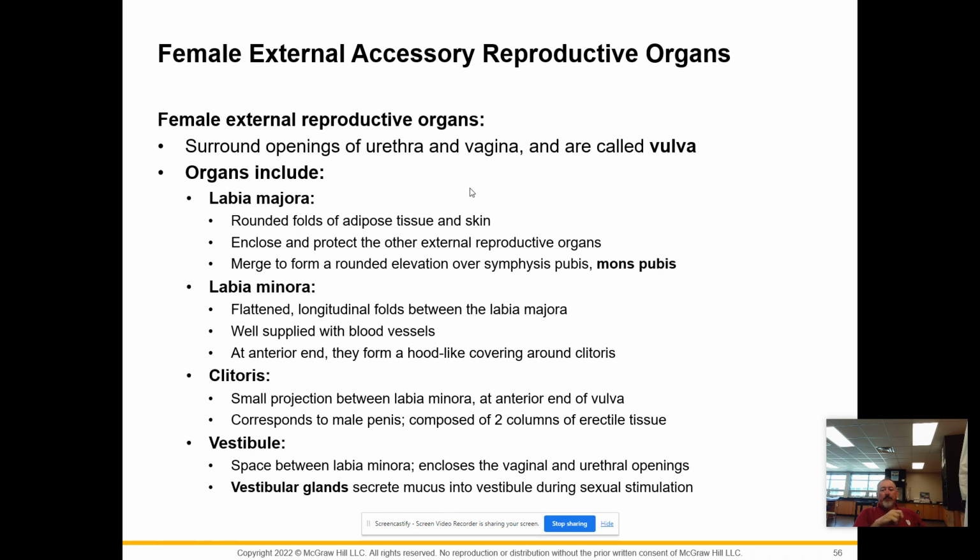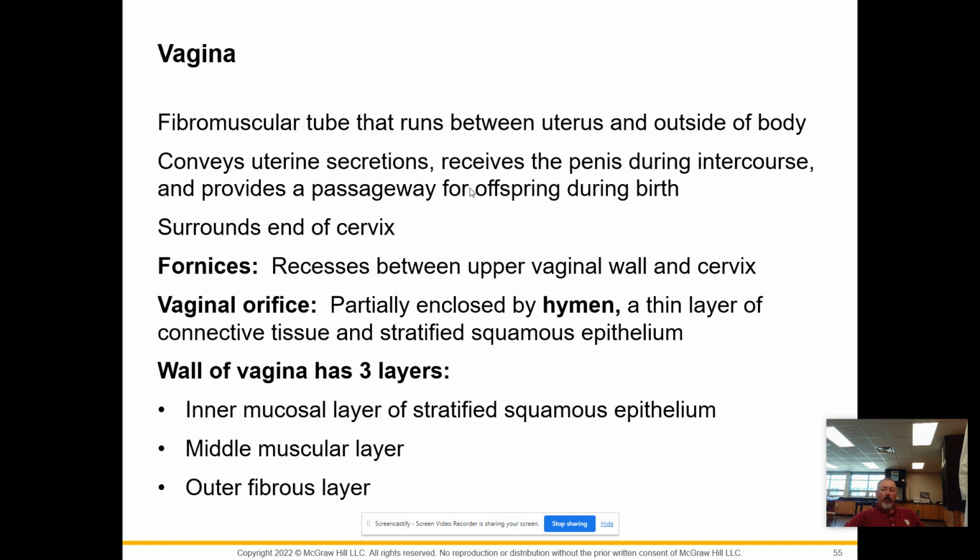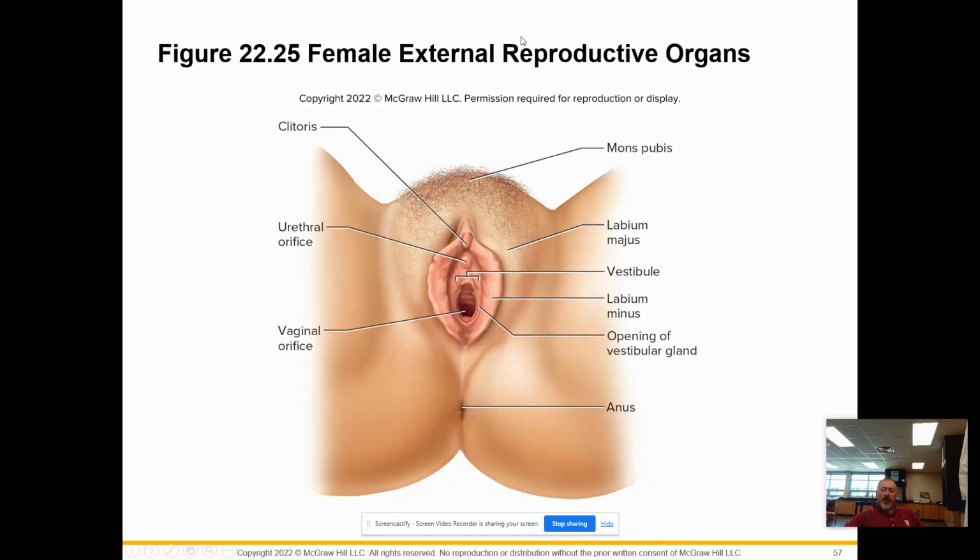The labia minora are going to be flattened longitudinal folds between the labia majora. These are going to have a lot of blood supply going to them. And at the anterior end, they form a hood-like region, which is going to be a covering around the clitoris. So we can see the clitoral hood that's there, and this is the clitoris, and this is where the labia minora is going to move up, essentially culminating there.